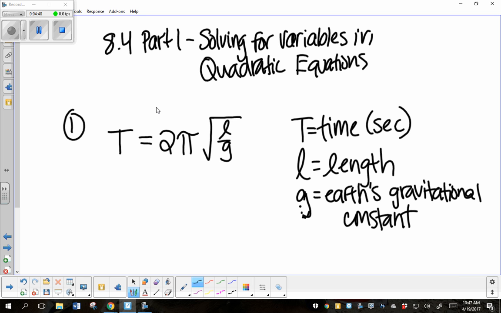So on this equation, what we're going to want to do is get, what letter did I want to get by itself? Solve for G. So write that down underneath or to the side.